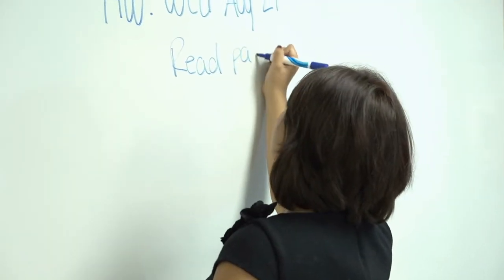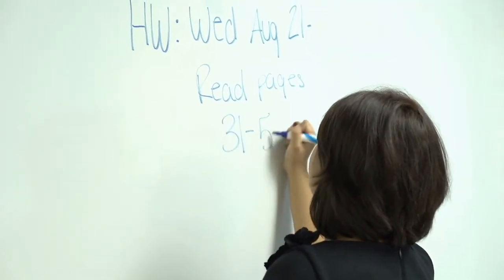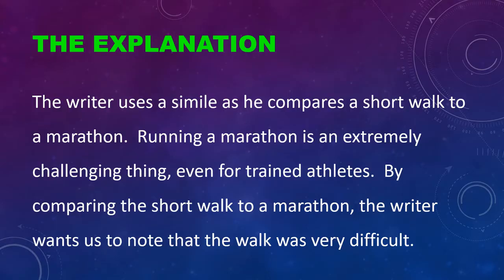Now let's put it all together in a few sentences. Remember to include ideas from each of the 3 steps. The writer uses a simile as he compares a short walk to a marathon. Running a marathon is an extremely challenging thing, even for a trained athlete. By comparing the short walk to a marathon, the writer wants us to note that the walk was very difficult. And just like that, you have an explanation of a figurative expression.